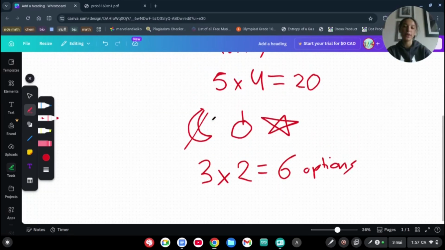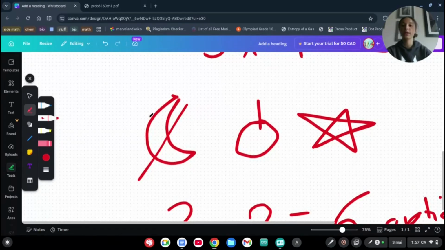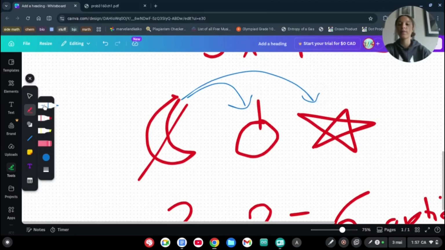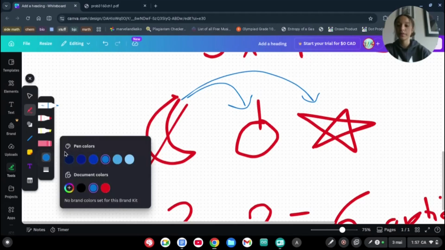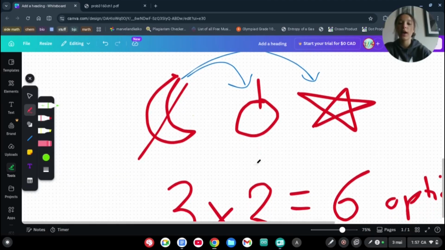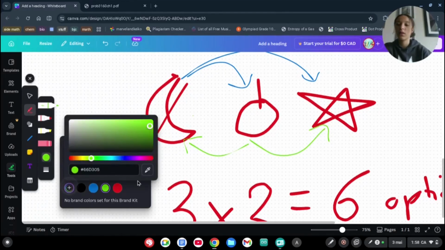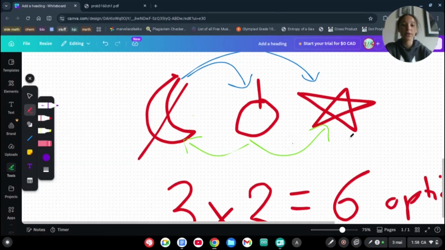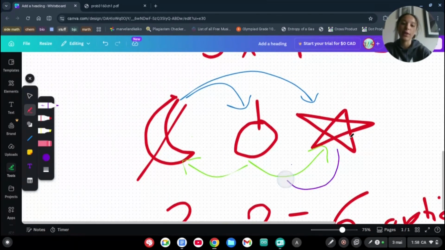Let's also do this visually. If I picked the banana first, what could I do next? Well, if I picked the banana first, I could either pick my apple or I could pick my star fruit. If I picked my apple first, now I could pick my banana or my star fruit. And finally, if I picked my star fruit first, I could then pick my apple or I could pick my banana.